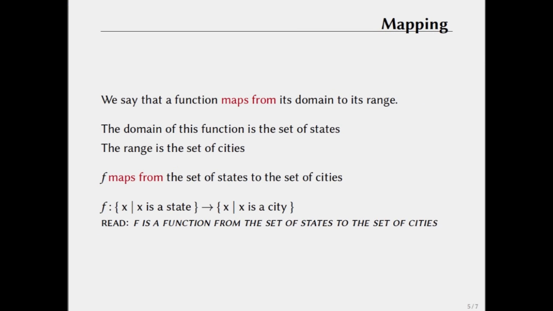So we say that a function maps from its domain to its range. The domain is the set of states in this case, the range is the set of cities. And we can define functions in that way. We'll say f, as in f for function, the typical variable for function. F maps from the set of states to the set of cities. And we can write that in a notation like this, where f colon, f is a function that maps from the set of states to the set of cities. So this colon would tell us maps from, and then the arrow is read as to.